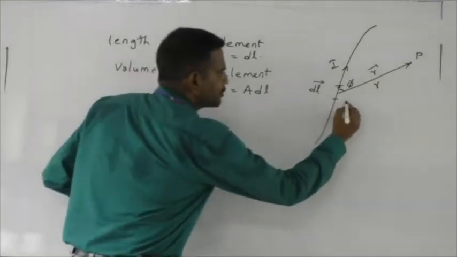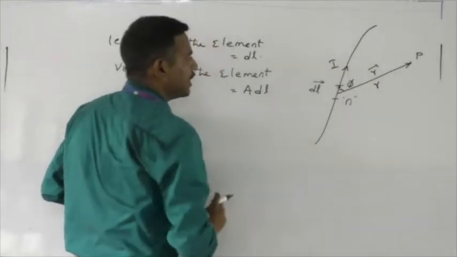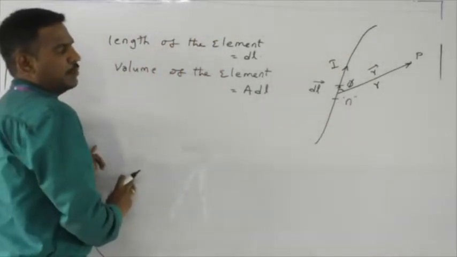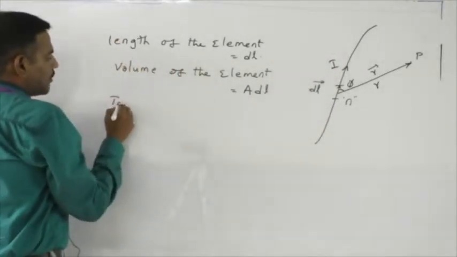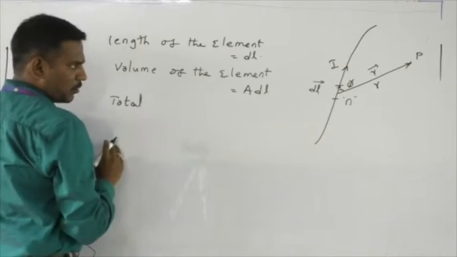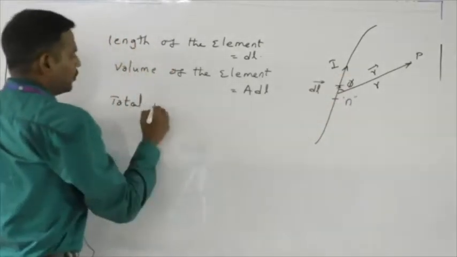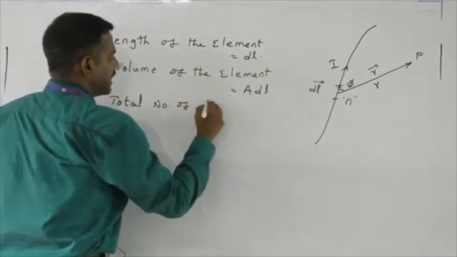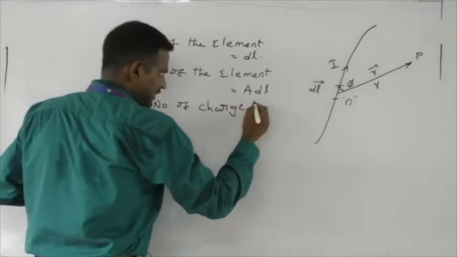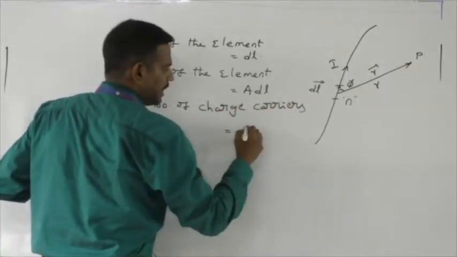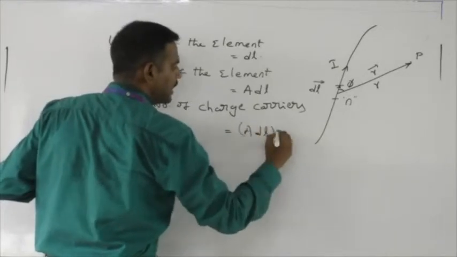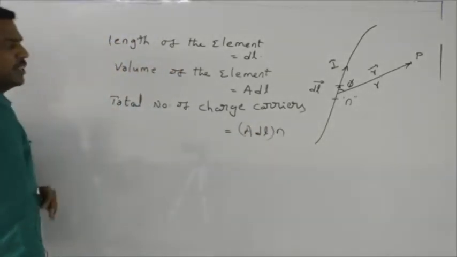Let us suppose small n is nothing but the number of charge carriers available per unit volume in this conductor. Now, what is the total number of charge carriers available in this small element? I am writing just charge carriers only. The total number of charge carriers is nothing but A dl multiplied by n. This is going to be the total number of charge carriers.